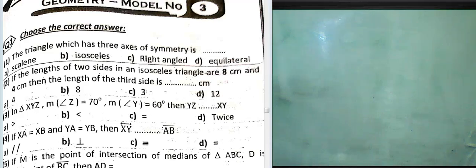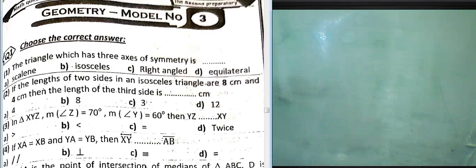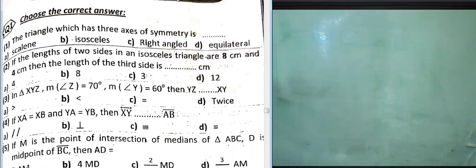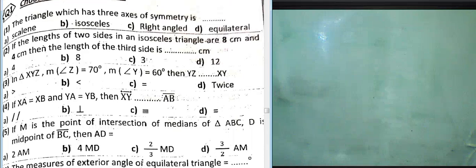Today we will solve model number 2 for the geometry math questions bank, Prep 2. Okay my students, listen to me about question number 1. Choose the correct answer. Number 1.